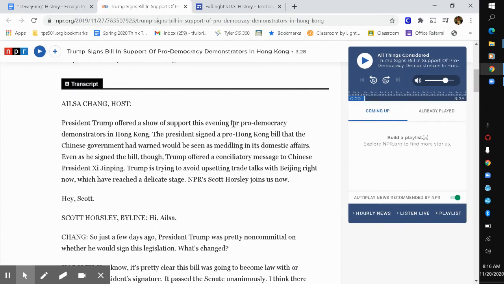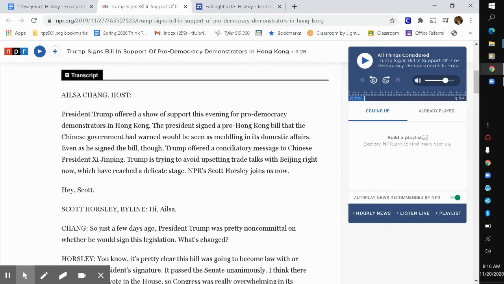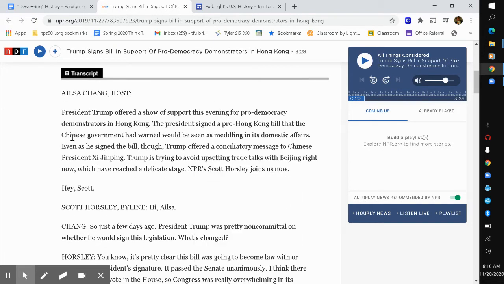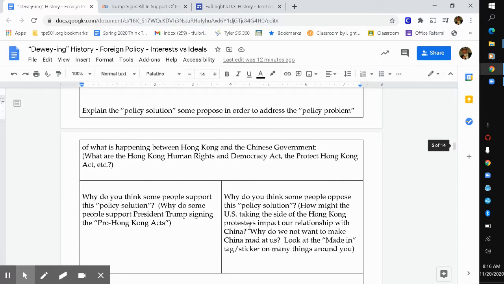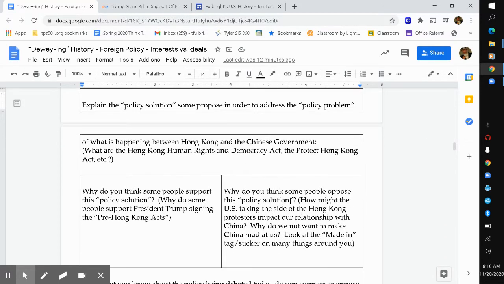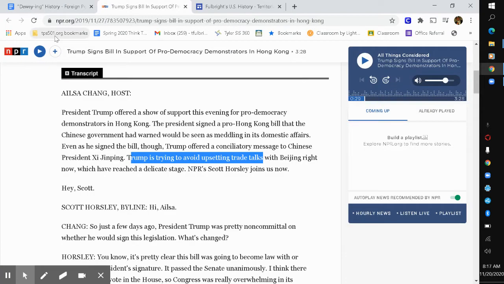What are the demonstrators demonstrating for? Democracy? Isn't democracy something America is supposed to stand up for? The Chinese government doesn't want to see us meddling in their affairs. Trump doesn't want to upset trade talks. That will help us with answering why people oppose our creation of the Hong Kong Acts. We'll get to that later.